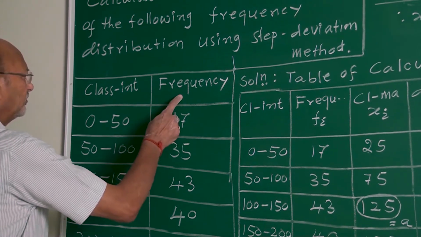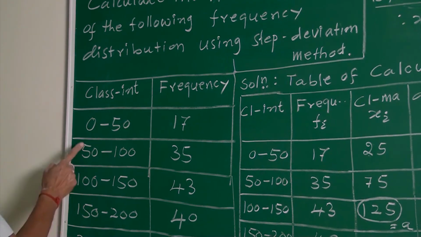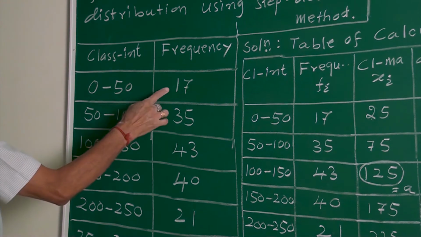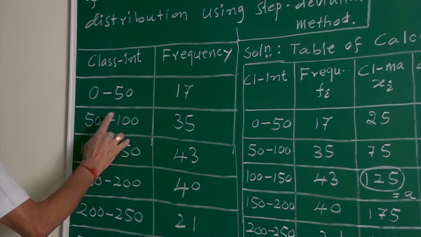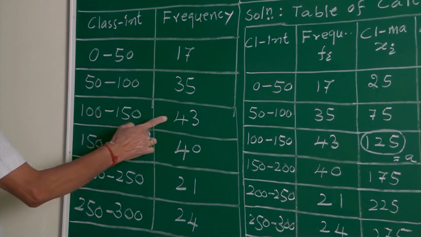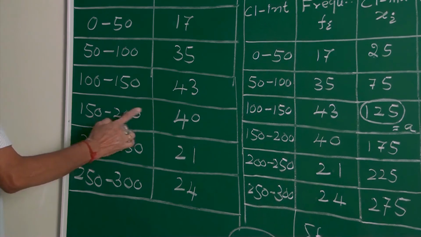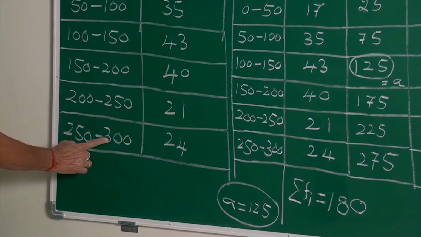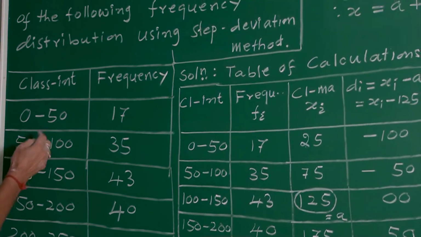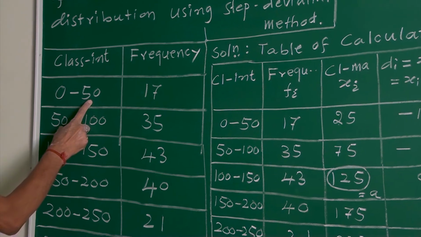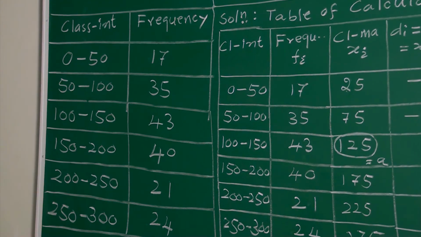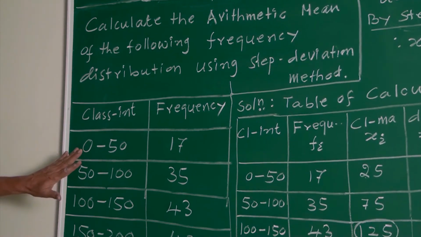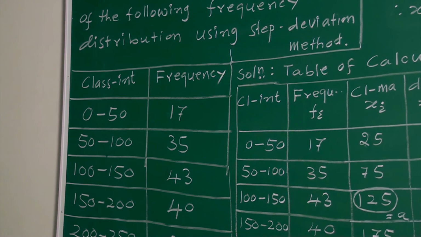This is the frequency distribution. This is class interval, frequency. Between 0 to 50, 17 frequency. 50 to 100, 35. 100 to 150, 43. 150 to 200, 40. 200 to 250, 21. 250 to 300 is 24. In these cases, my friends, upper of the first equals lower of the second, like this case. Then you wanted to find its arithmetic mean x bar using step deviation method.